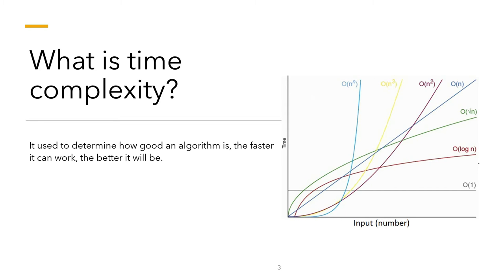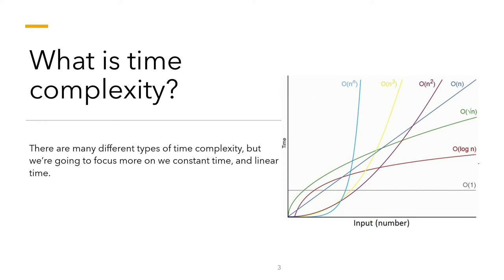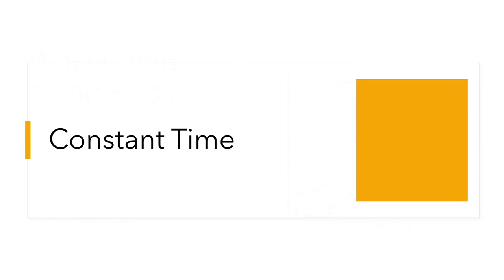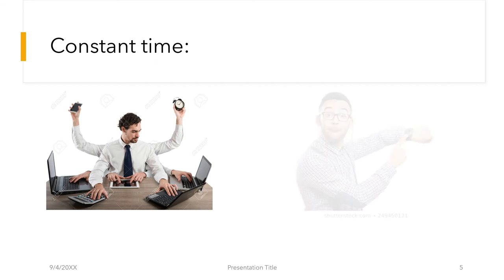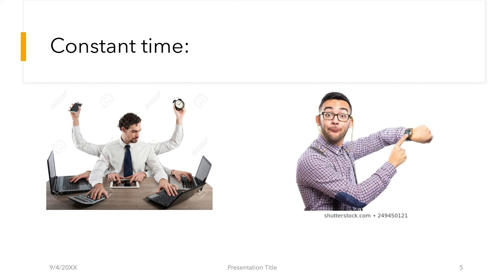Now, how do we measure how fast an algorithm is? Well, there are many different types of time complexities. But first, we're going to focus more on constant time and linear time. Constant time. This means that no matter how many tasks you're given and how much you've got to do, you always finish it with the same amount of time with every task.